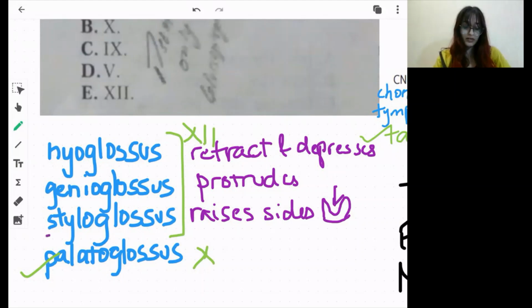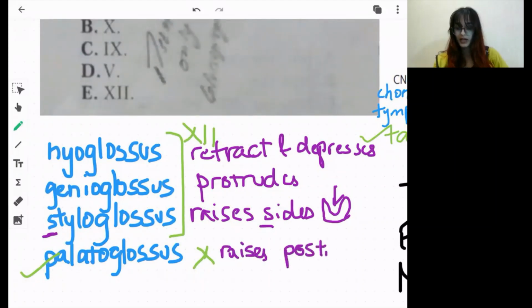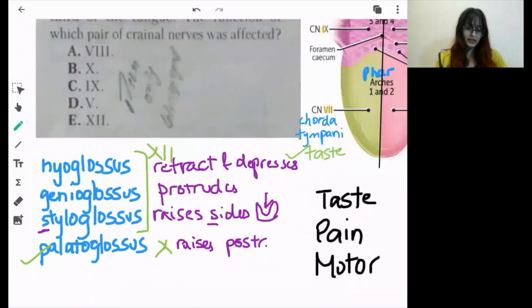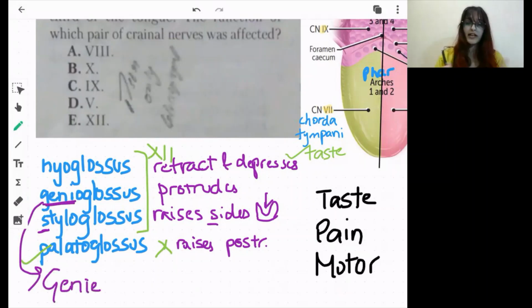I remembered it like the stylo means S, it raises the sides of the tongue. And palatoglossus, it raises the posterior part of the tongue so that it can touch the soft palate, and it helps in swallowing. So there was a mnemonic given in the step 1 that genie, you know, genie, Aladdin, when you rub the pot and the genie comes out. So again, genie comes out, so genioglossus helps in protruding the tongue out.